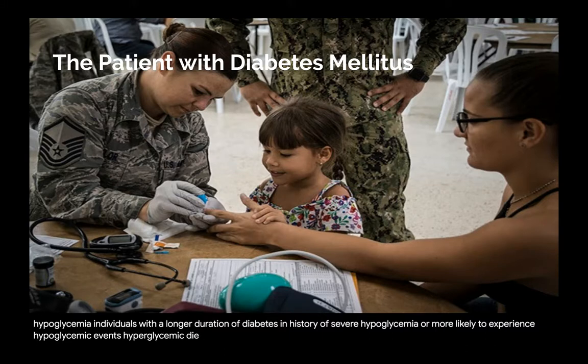Hyperglycemic diabetic coma, ketoacidosis: too little insulin. Hypoinsulinemia with increased levels of blood glucose, hyperglycemia.